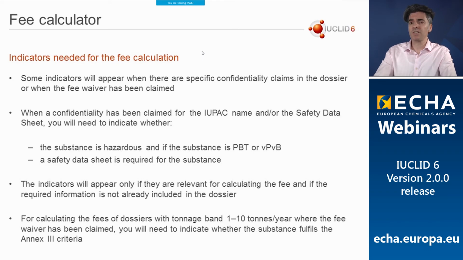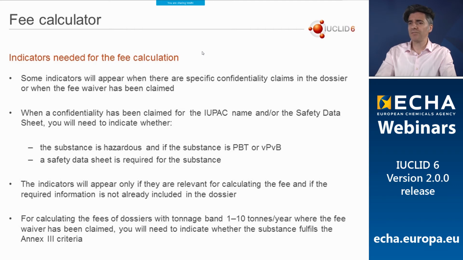For member dossiers, it's most likely that these indicators will appear. The reason is that you are not provided in the member dossier with the information of the classification and labeling, and most of the time for calculating the fee, it's very important that the dossier has that information.